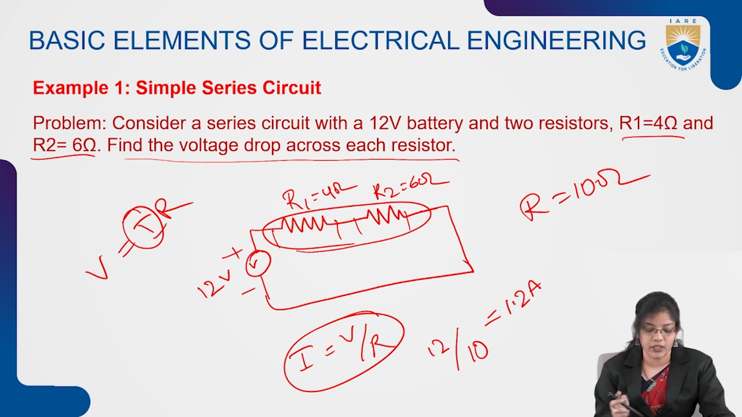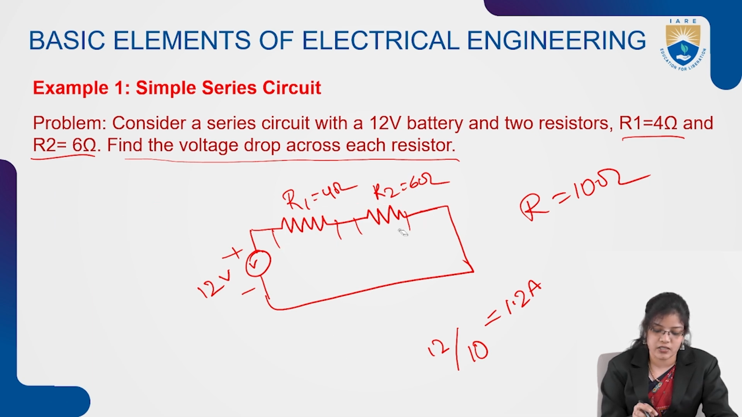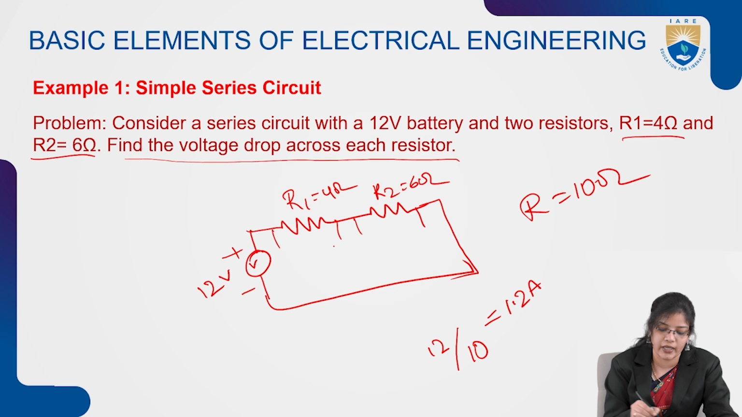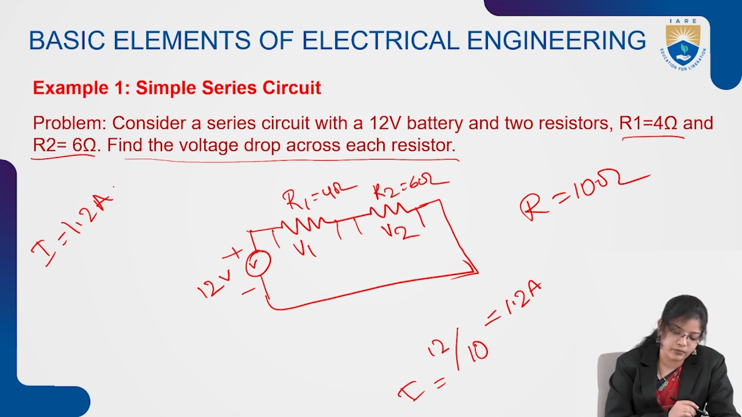So from this, we need to calculate the voltage drop across each resistor. Here the two resistors are connected in series. We need to calculate the voltage drop across each resistor, which is taken as V1 and V2. We already know the value of I is 1.2 amperes. From Ohm's law, V is equal to IR, we need to calculate the voltage drop across resistor 1 and resistor 2.